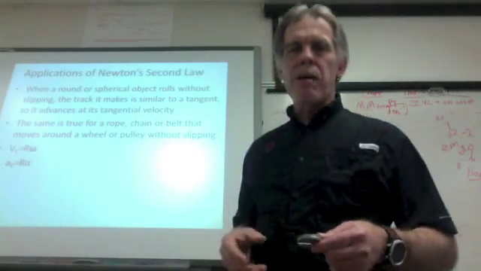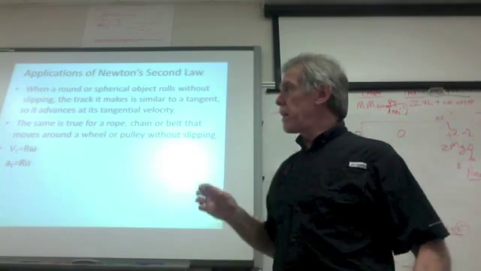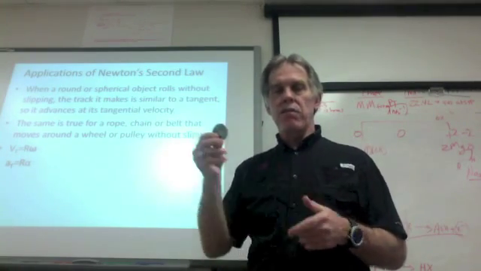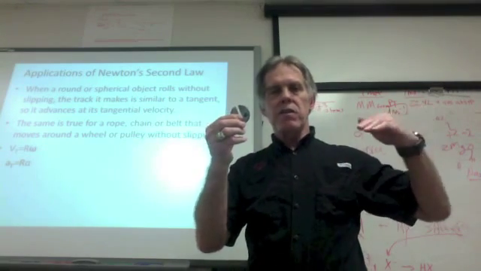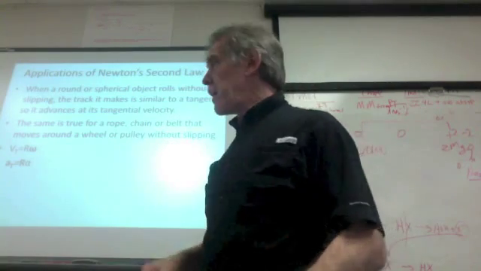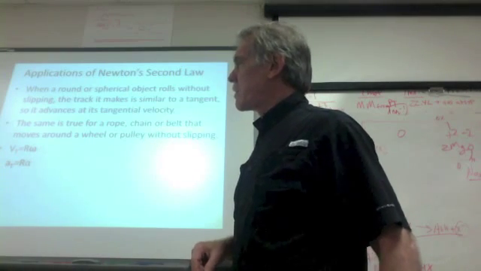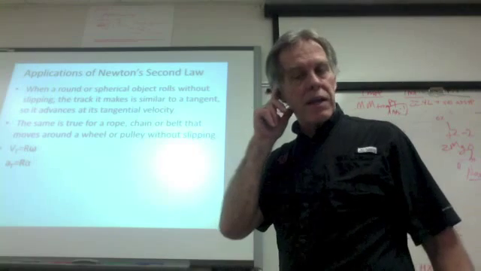And all the problems like that, including one of these rolling down a hill, would always be figured as the velocity moving forward is the same as the tangent velocity it leaves behind. So that's the way to think about that. And the formula for tangential velocity v sub t is big R times omega.